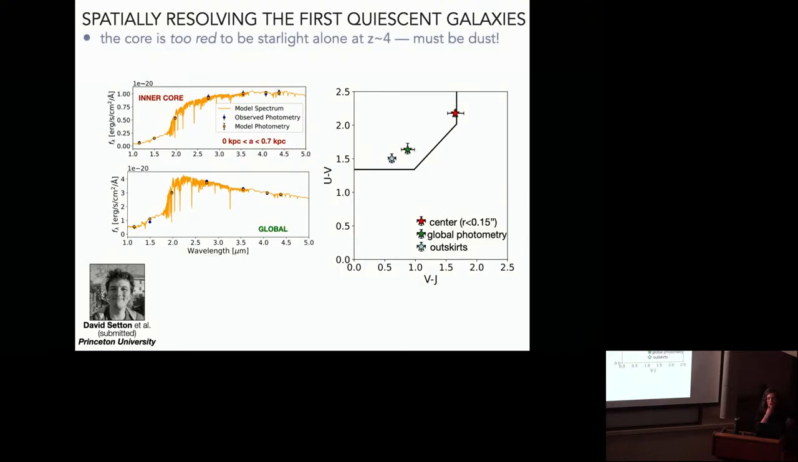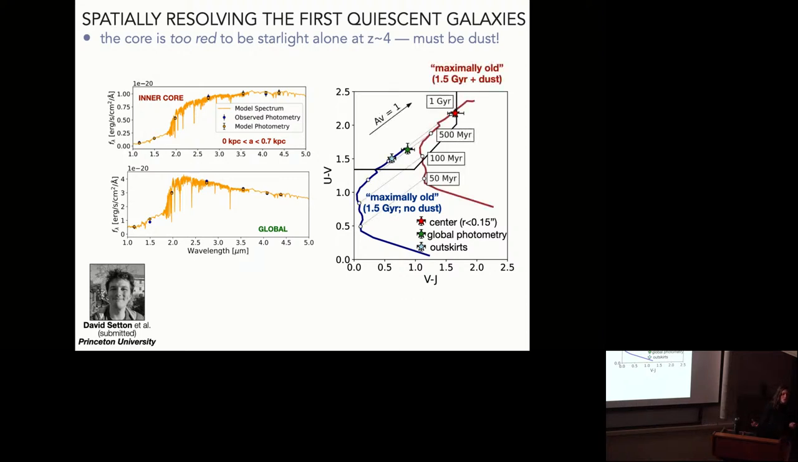The obvious answers are that it's redder, so either it has to be older, or it has to be dustier, or metal content, which is harder to tell. And it turns out that for this galaxy at redshift 4, you actually can't make a stellar population that is red enough to explain the core of this galaxy via star formation alone, because the universe is just too young for there to be stars that are old and red enough. And so you actually need significant dust content in the center of this galaxy in order to explain this.